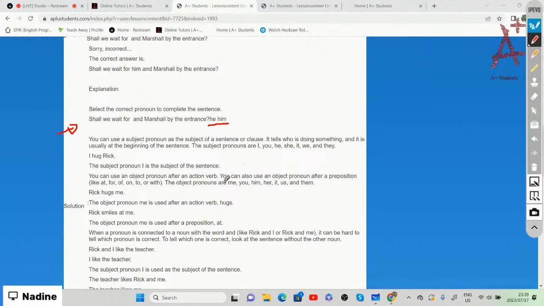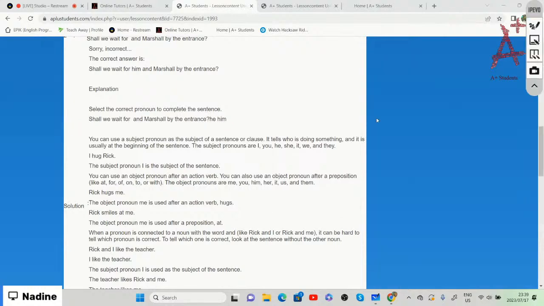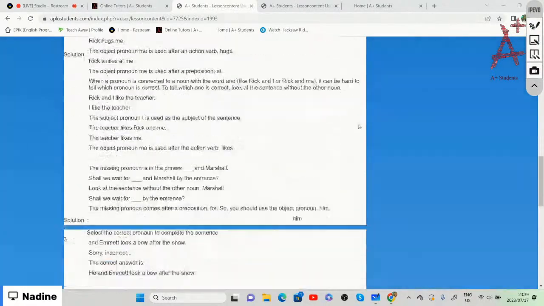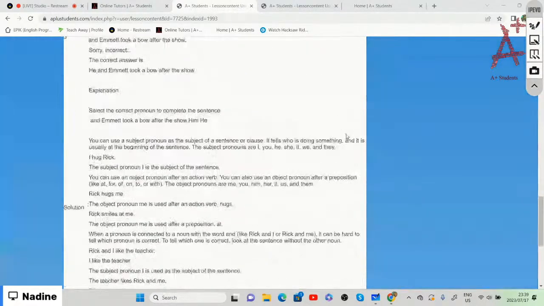We need to select the correct pronoun within that sentence, whether it being a subject pronoun or an object pronoun. So, shall we wait for him or for he and Marshall by the entrance? If we were to choose one, we would say, shall we wait for him and Marshall by the entrance, which is an object pronoun, right? So him is an object pronoun and it is used after the preposition.